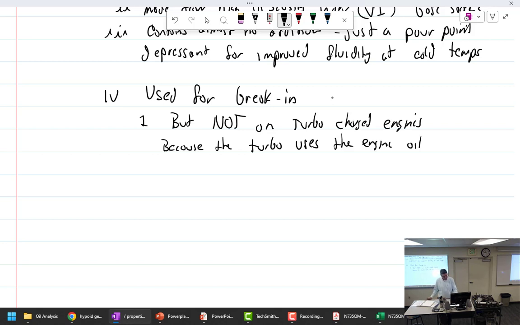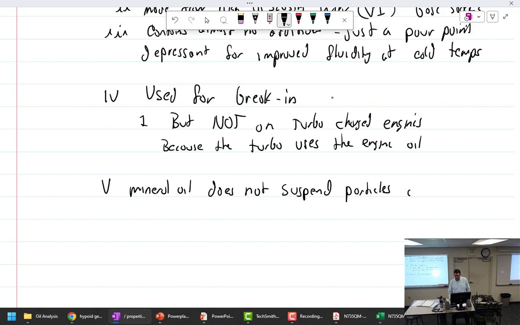If the turbocharged engines don't want you to use that, then they're kind of saying it doesn't really matter if we break that engine in if it's got a turbocharger. Do you know what I'm trying to say? Yeah, it does, but let me write this point. Mineral oil does not suspend particles. Straight mineral oil does not suspend particles and allows sludge to build up. That's why for the turbo, because of sludge buildup.